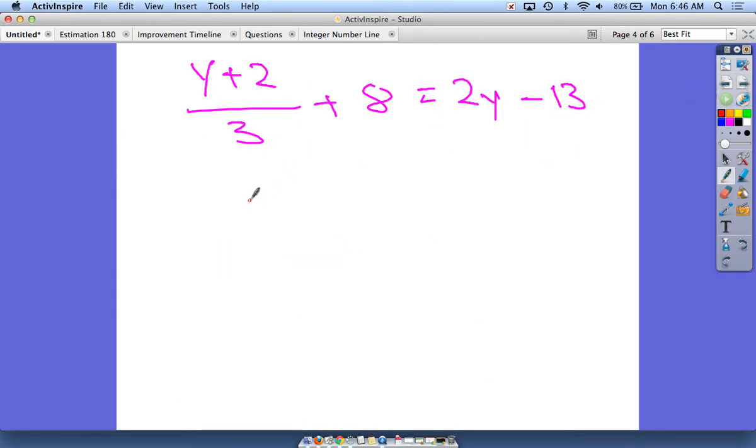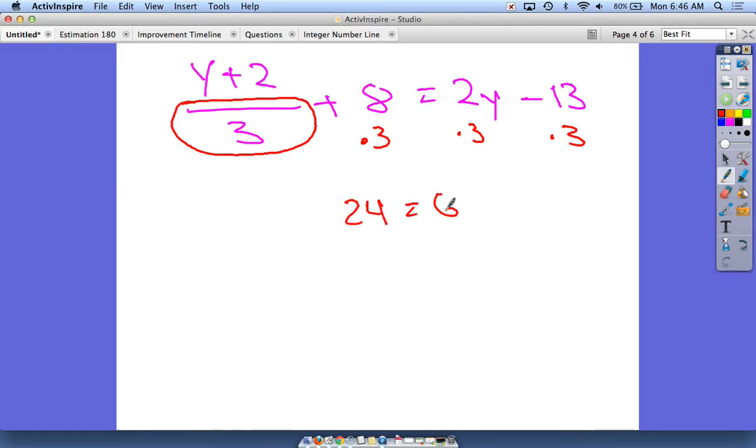Alright, now we're going to get to a little bit trickier problems here, okay, but not too bad really. Same thing, I'm going to identify what my division bar is here. It's divided by 3, so my opposite is going to be times by 3. Times 3, times 3, times 3. 24 equals 6y minus 39 plus.